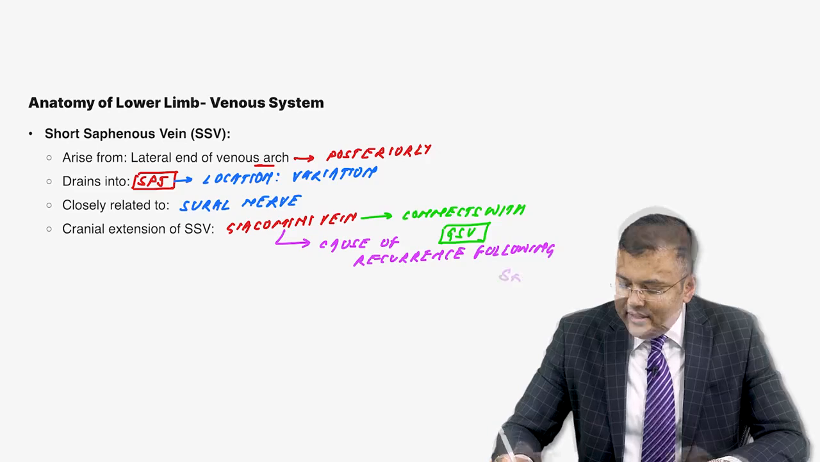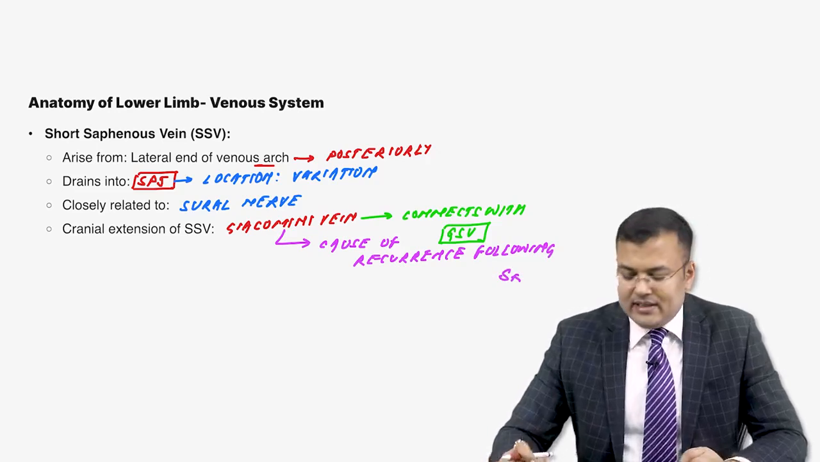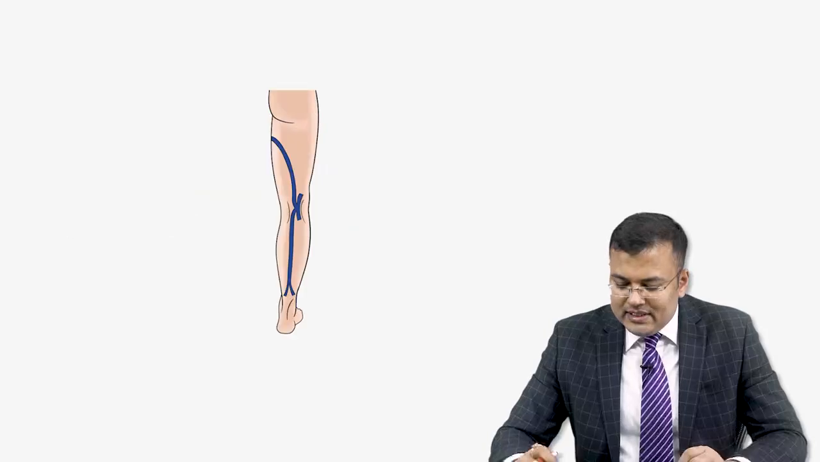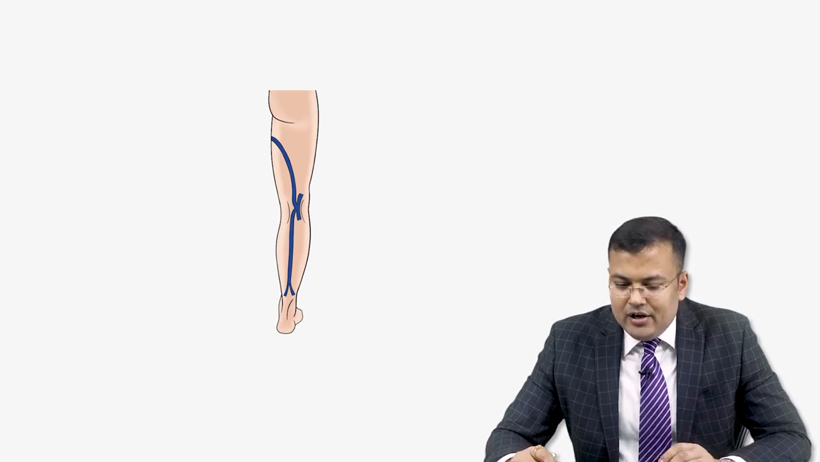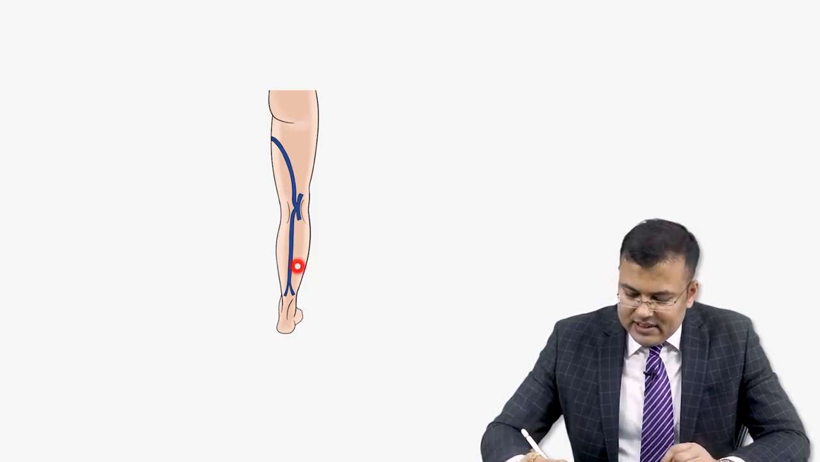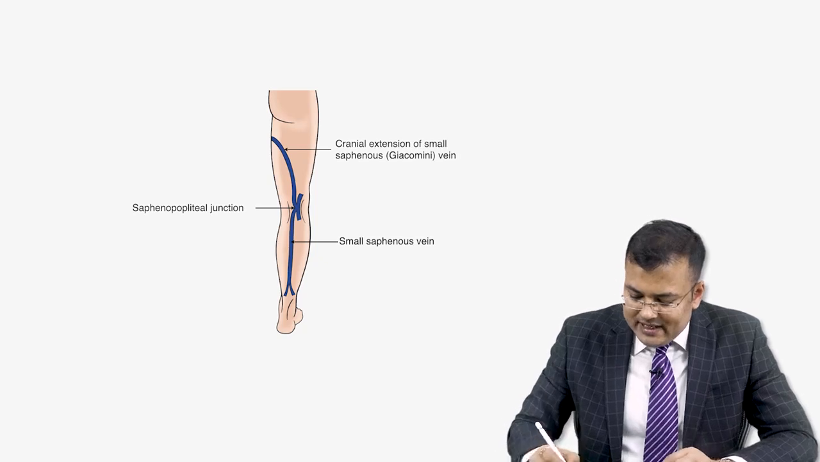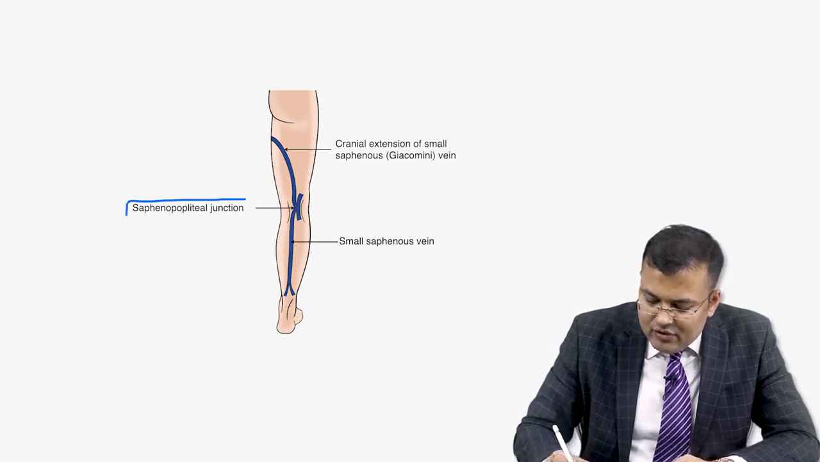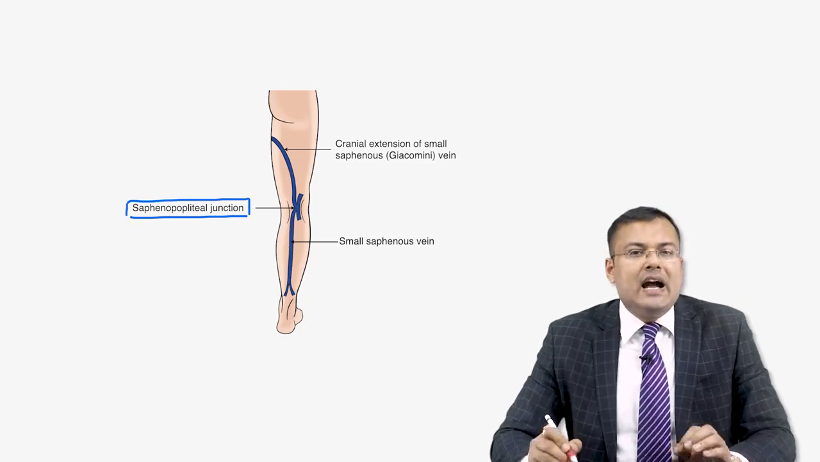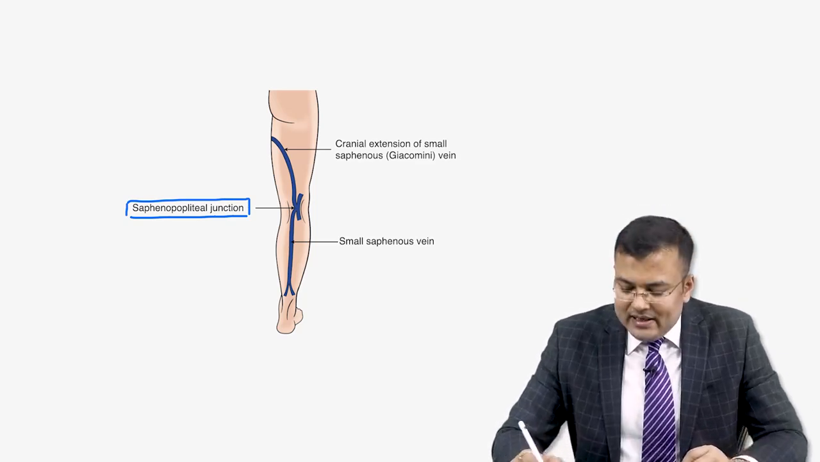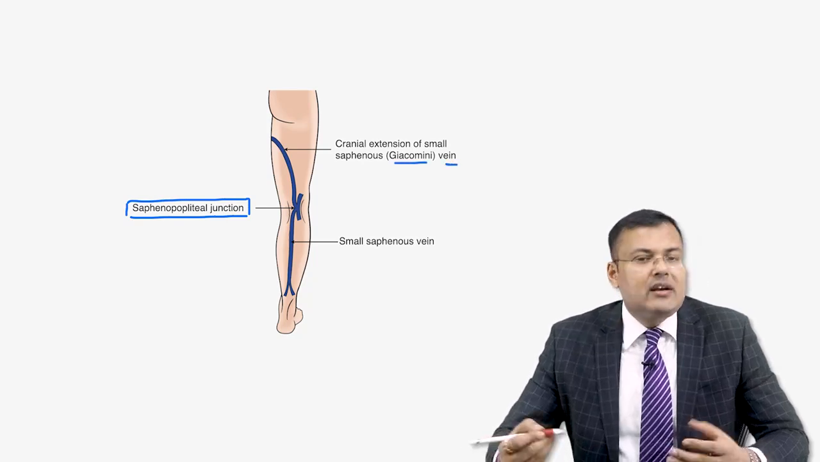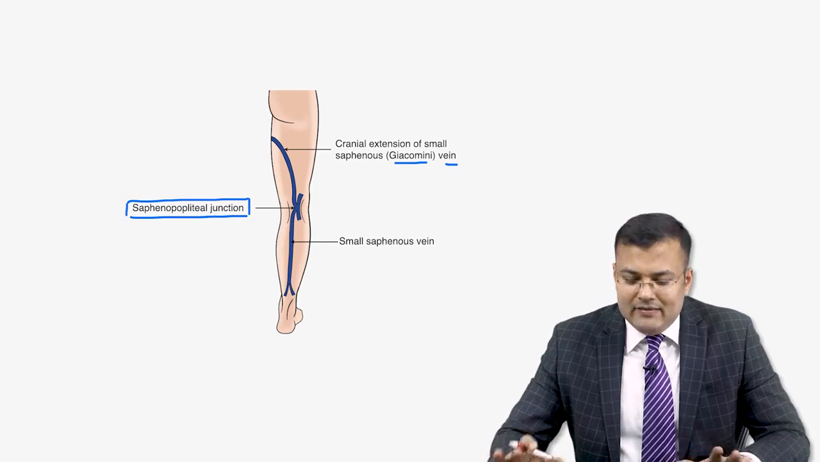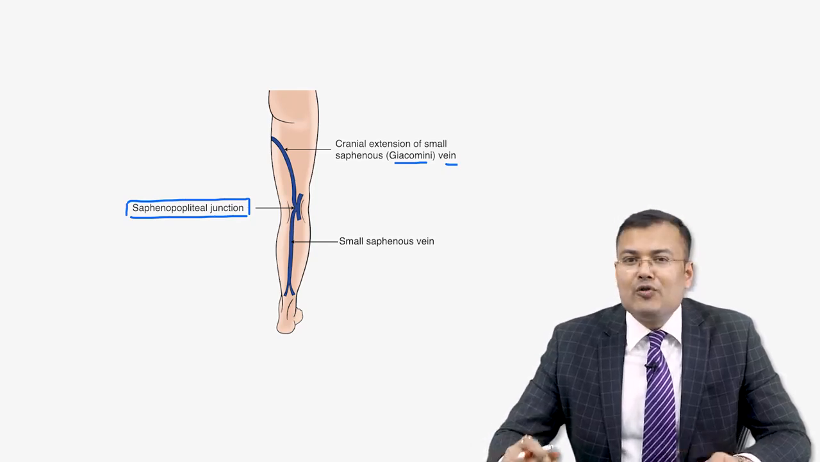It is the cranial extension, and obviously it's connected with the great saphenous vein. So you can see here the course: it arises from the lateral end of the venous arch, and after that it goes posteriorly. Where exactly is it going to drain? The saphenopopliteal junction, which is highly variable in location, and the cranial extension of this is known as the Giacometti vein. It connects with the great saphenous vein, and as we discussed, it is the cause of recurrence following surgery.